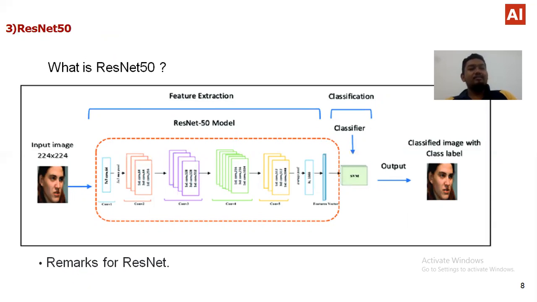So the third and last method that we are using is ResNet 50. ResNet 50 is a convolutional neural network that uses 50 deep layers. You can load a predefined version of the network, trained on more than 1 million images from the ImageNet dataset.